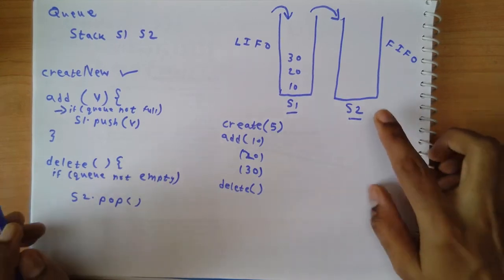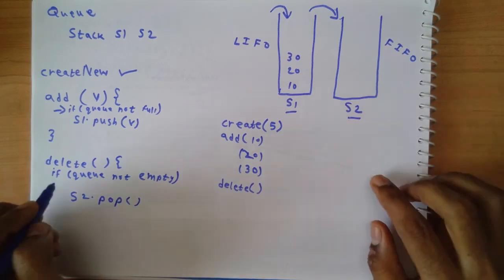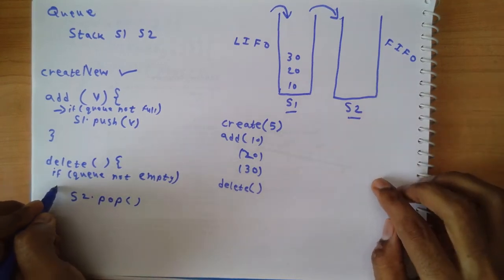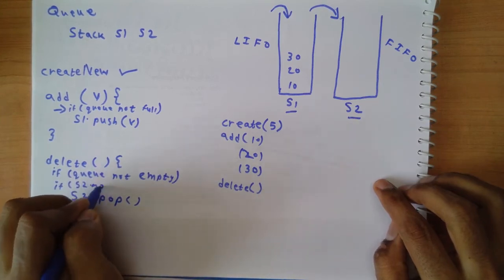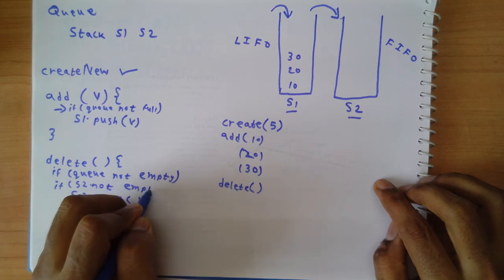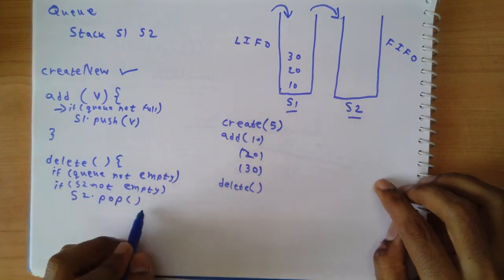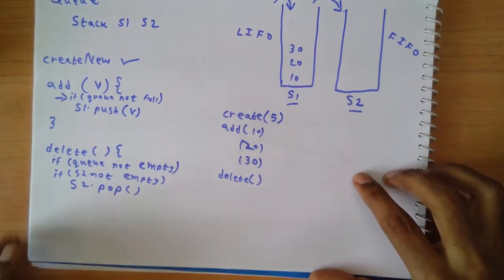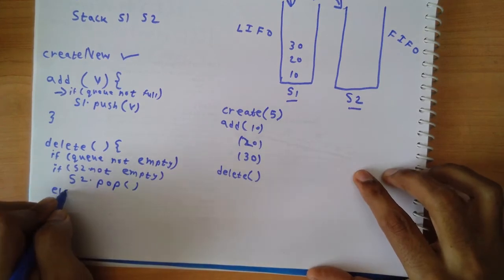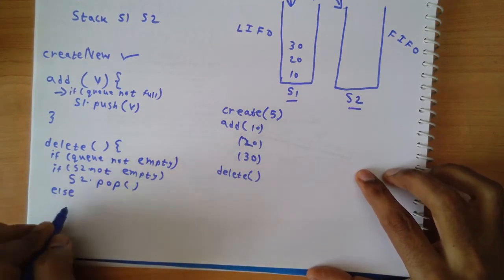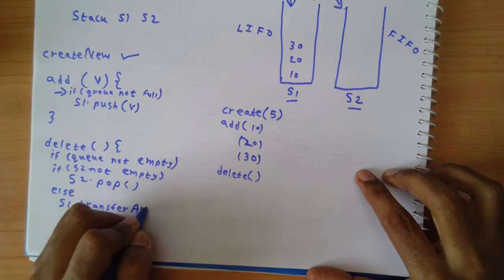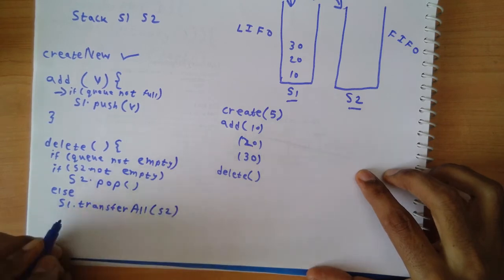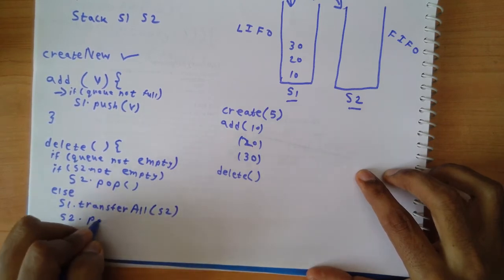So what we should do in the delete operation is that if the queue is not empty, first we should check if s2 is empty. So I should ask the question: if s2 is not empty, then I will simply do the s2.pop operation. But otherwise, I should take all the elements from S1 and transfer them all to S2, and then I should do s2.pop.